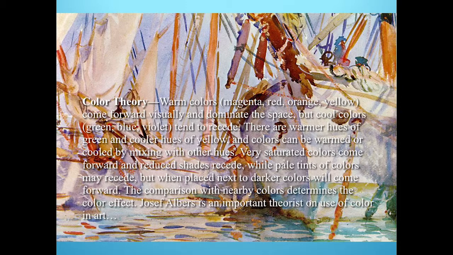There are warmer hues of green and cooler hues of yellow, and colors can be warmed or cooled by mixing with other hues. Very saturated colors come forward, and you can see the very saturated red-brown of the bowsprit comes forward. Reduced colors, reduced shades recede, so you can see that there's sort of a very weak-looking brown in some of the lines in the back, in the middle. While pale tints of colors may recede, when placed next to darker colors they will come forward. The comparison with nearby colors determines the color effect.